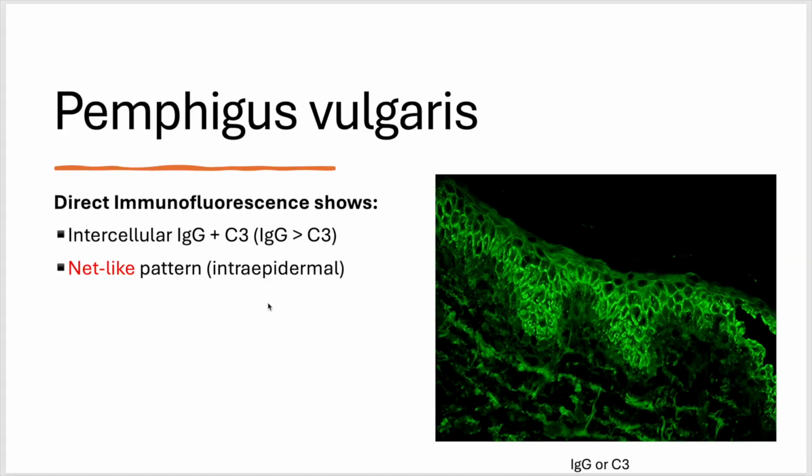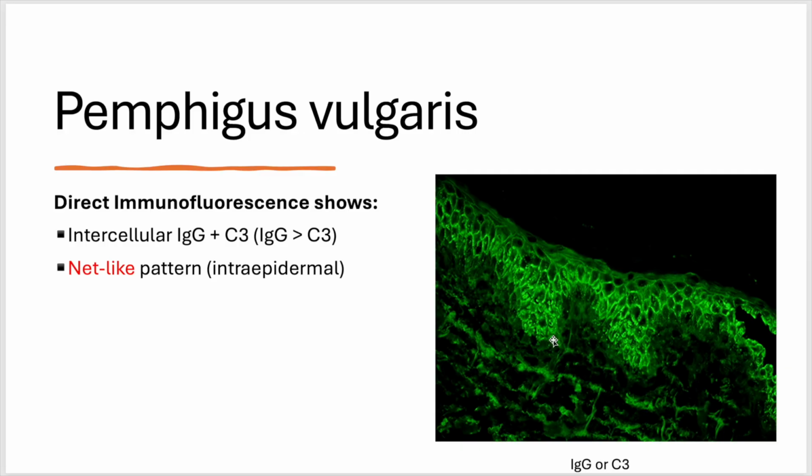So let's take a look at pemphigus vulgaris. This direct immunofluorescence will show a classic intercellular IgG and C3 pattern, but usually the IgG is stronger than the C3. This pattern looks like a net, so we call this a net-like or fishnet-like pattern, or some people use the imagination and call it a chicken wire pattern. And that makes sense. Remember, the antibodies are attacking the desmogleins between the keratinocytes, so the staining is concentrated within the epidermis, outlining each keratinocyte.